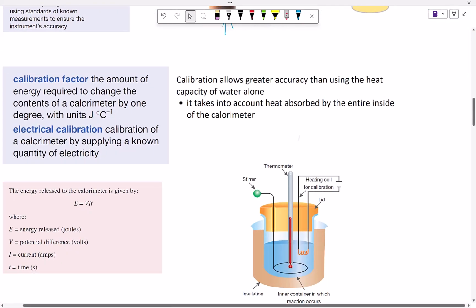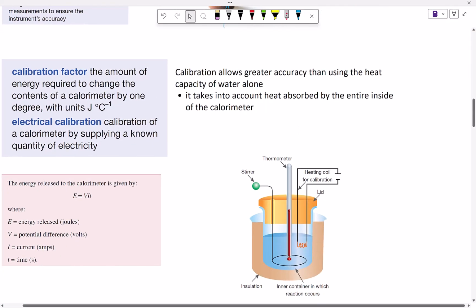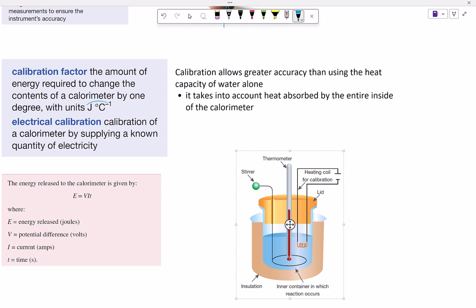So that brings us into something called the calibration factor. This is the amount of energy required to change the contents of a calorimeter by 1 degree with these units. And the reason we want to do that is if we know what the calibration factor is, we can use that to get more accurate measurements. There's a way of doing that depending on your setup. You can use an electrical one, so calibration of the calorimeter by supplying a known amount of electricity.